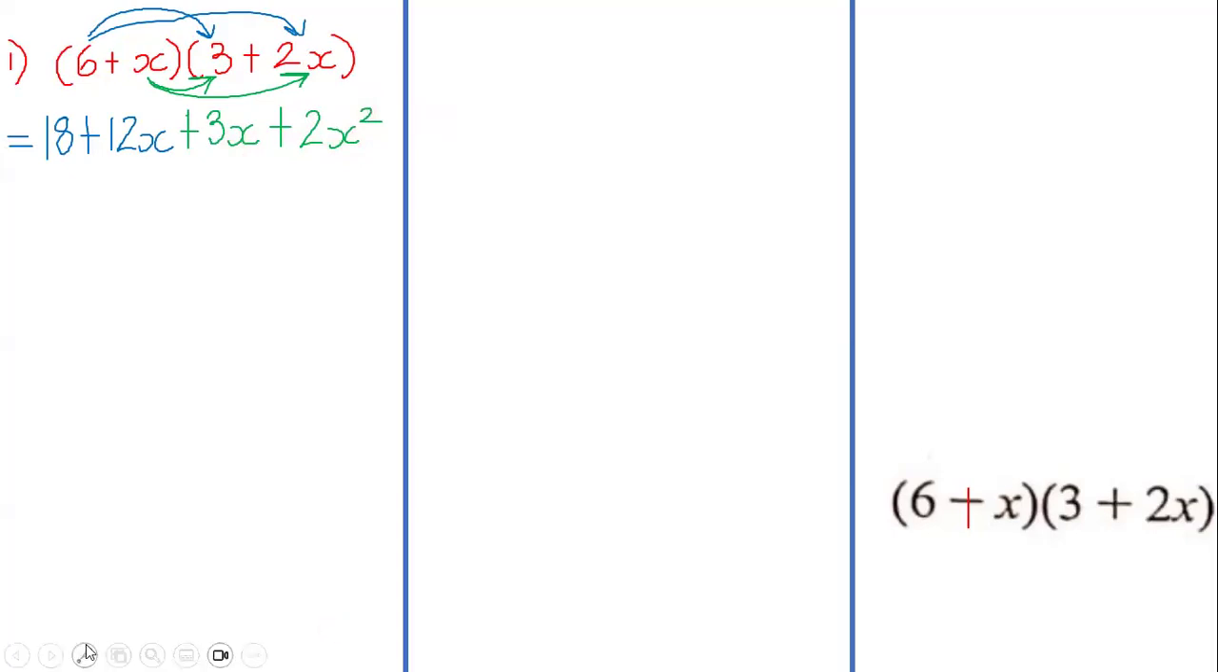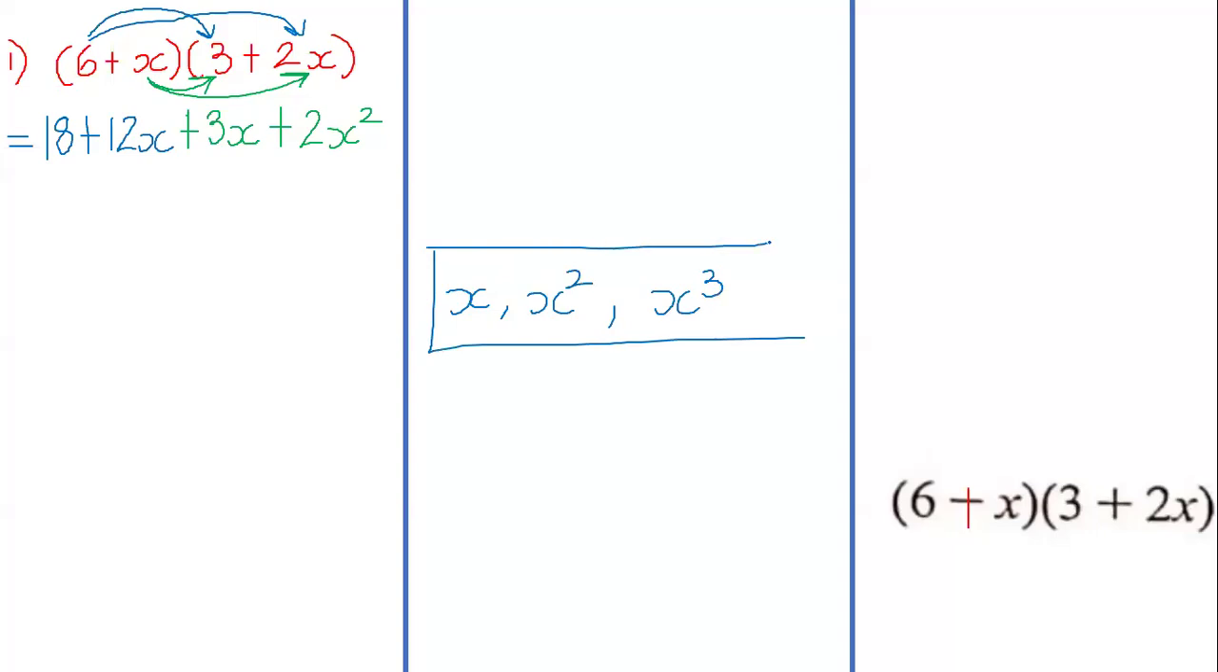Let me show you all something, the secret sauce. So x, x squared, x to the third power. All these are unlike terms. They're not like terms, because x and x squared: this is to the power of 2, and this is to the power of 3. So these are not like terms.